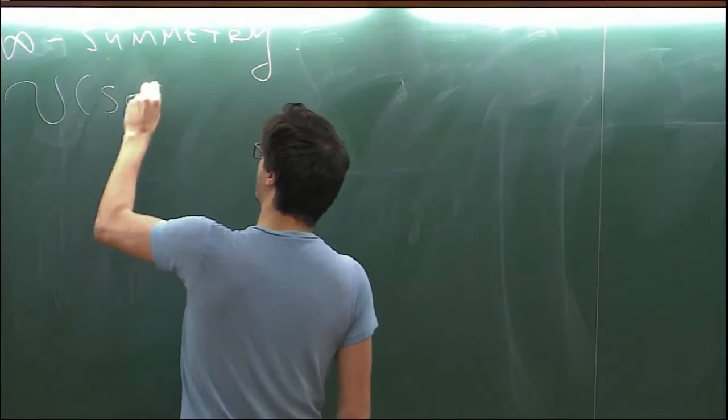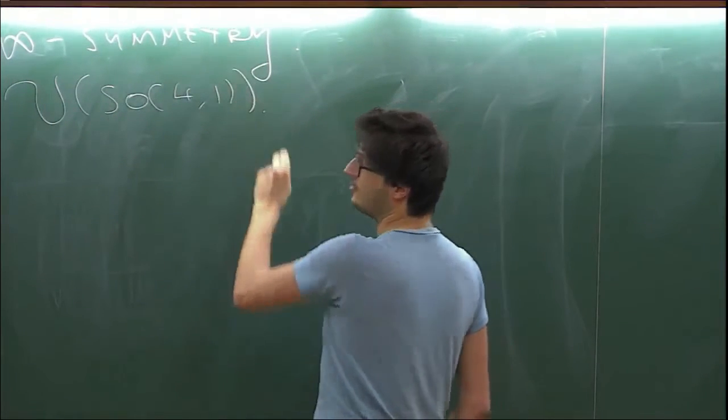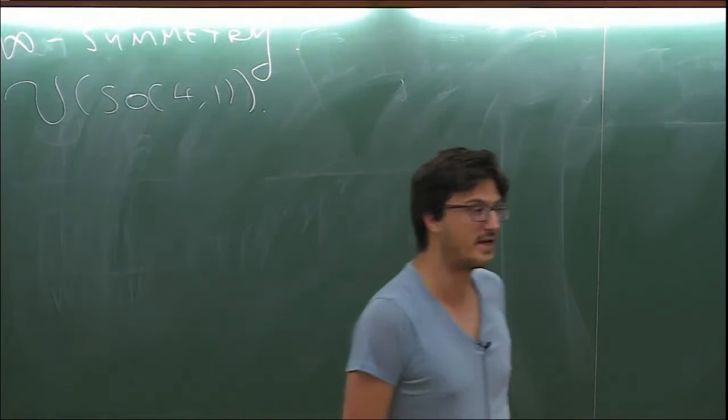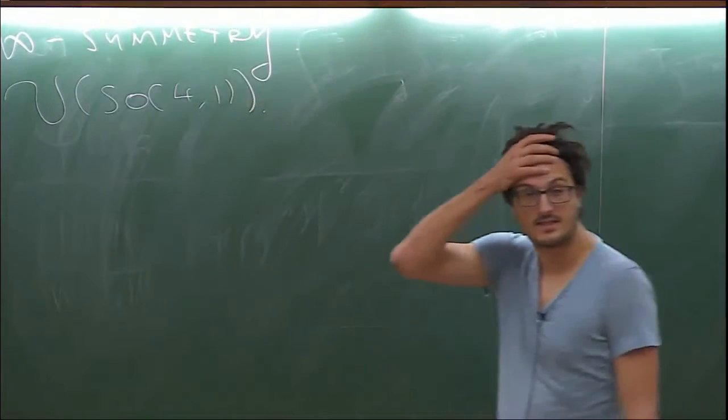this symmetry, for the more mathematically oriented of you, is known as a universal enveloping algebra of the conformal group. But for the rest of us, this is just the group of symmetries of a free scalar field in three Euclidean dimensions.